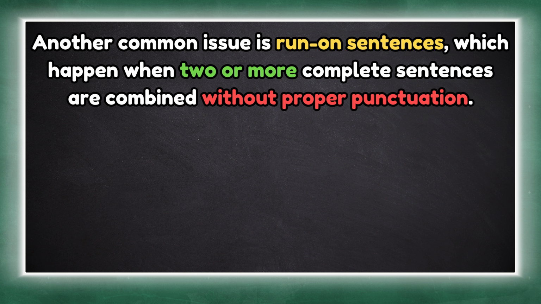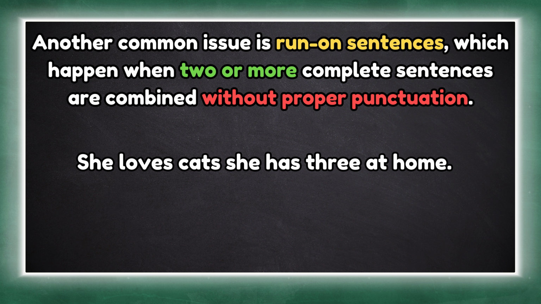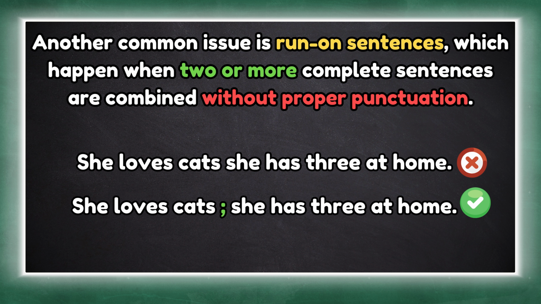Another common issue is run-on sentences, which happen when two or more complete sentences are combined without proper punctuation. For example, "She loves cats, she has 3 at home," can be corrected to, "She loves cats." She has 3 at home.